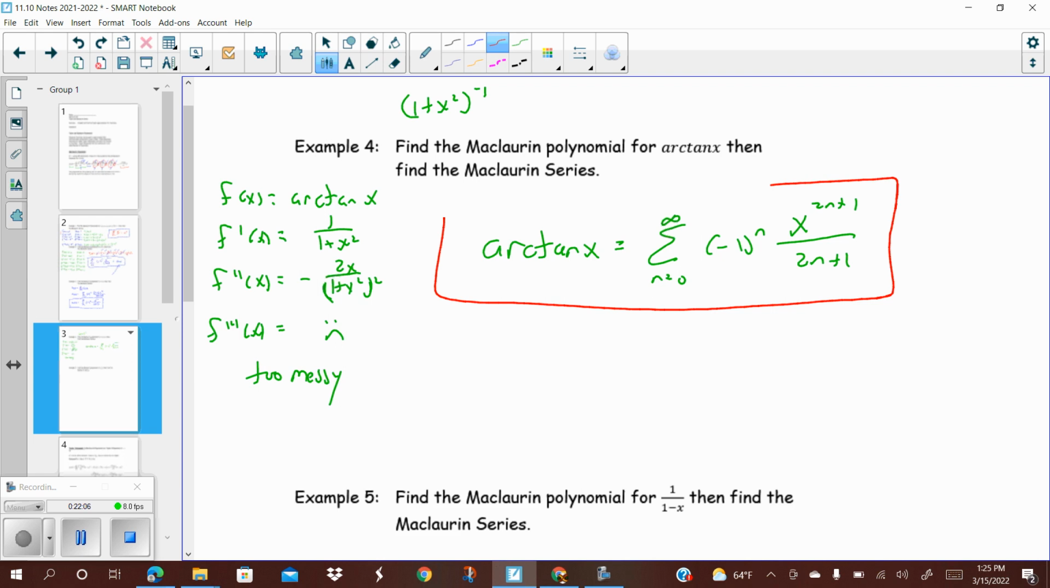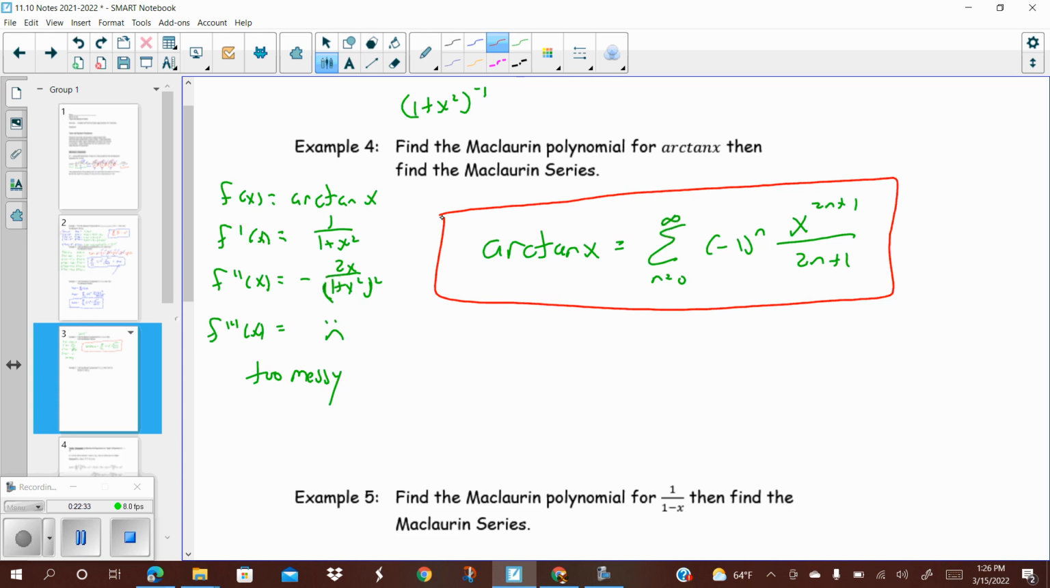This is what it ends up being. What you want to notice here is that this one looks extremely similar to the series for sine of x. As a matter of fact, they're identical, other than the fact that the 2n plus 1 in the denominator for arctangent is not a factorial, but it is for sine of x. So if you know one, you pretty much know the other one, as long as you remember that one has the factorial, the other one doesn't.